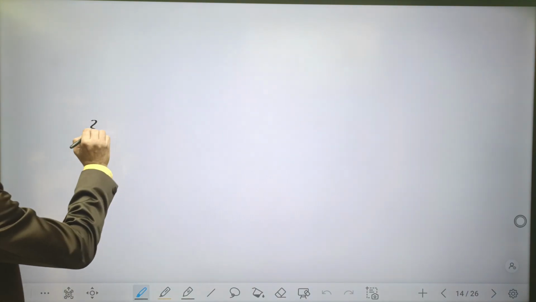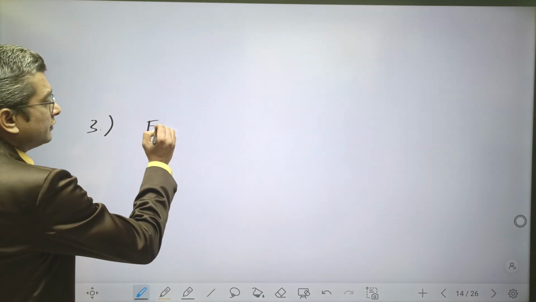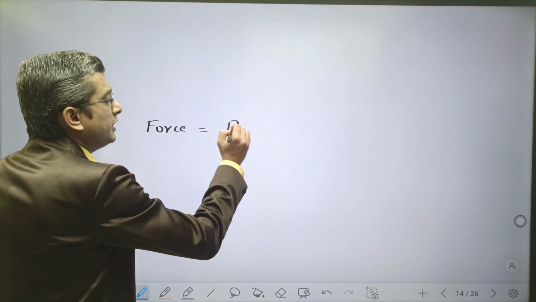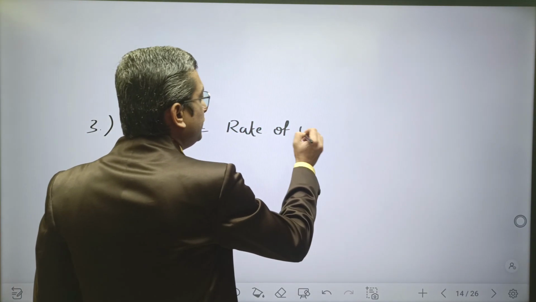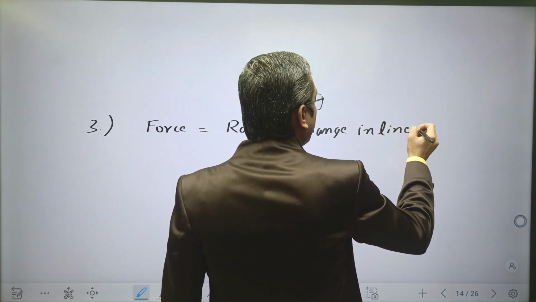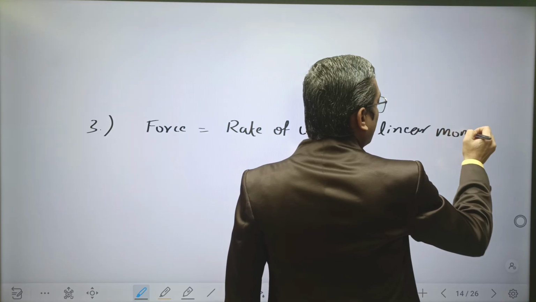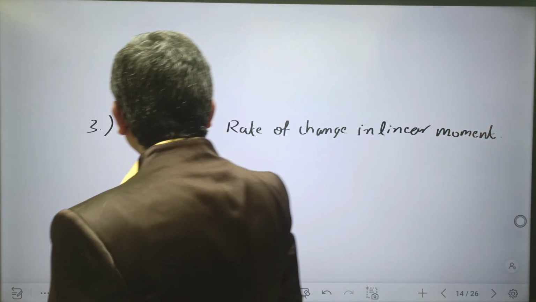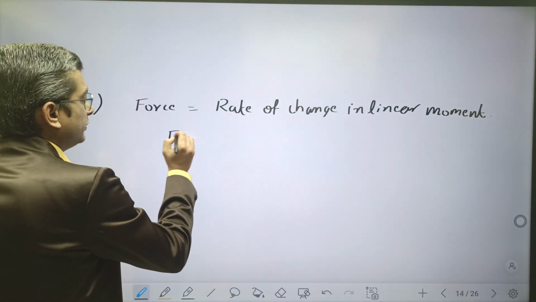So the next example, the next application we have, is force. What is Newton's second law, dear friends, dear students? That force is equal to the rate of change of linear momentum. Rate of change in linear momentum. So are you getting now what we do? Now again, this is a rate of change. So this force can be defined in two ways.